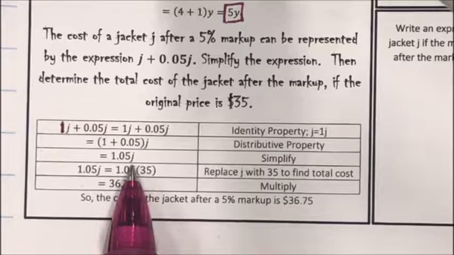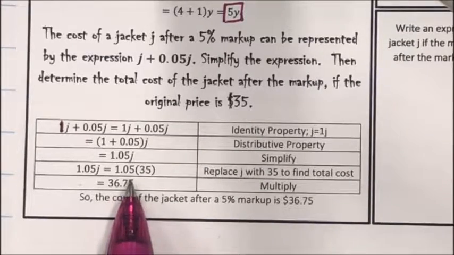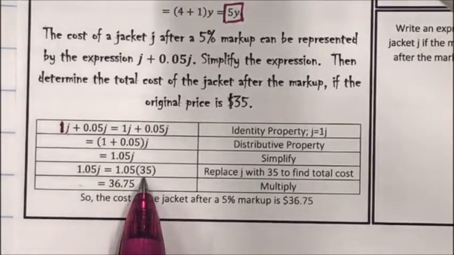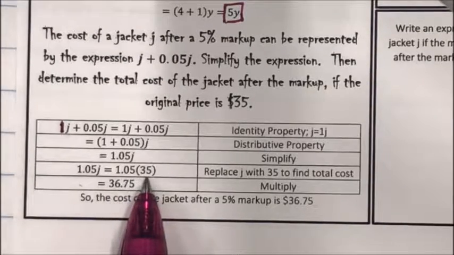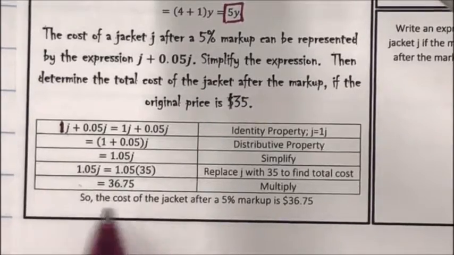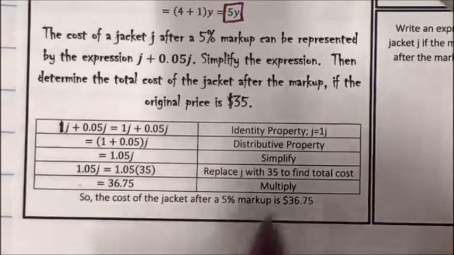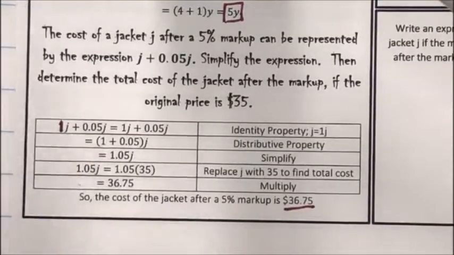Now I want to know if the original cost is $35. So the cost of the jacket is $35. So I'm going to put in 35 for J. So I have 1.05 times 35, which gives me $36.75. So the cost of the jacket after a 5% markup is $36.75.